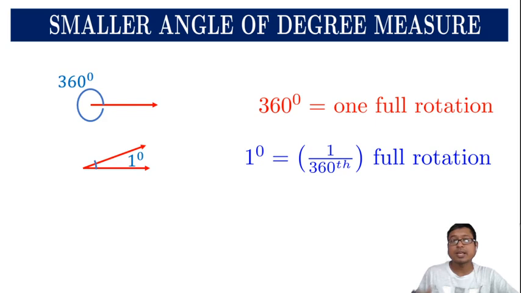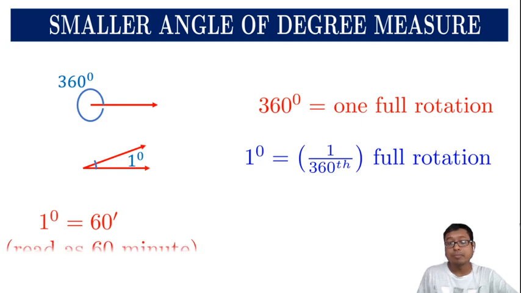Now the question is, as I said, smaller angle of degree measure, do I have an angle smaller than 1 degree? That means, can I divide a 1 degree angle into smaller parts? Of course we can do that. That can be seen here, that 1 degree is equal to 60 prime. That means 60 minute. That prime represents minute here. This minute is completely different from our time. Don't be confused with that one.